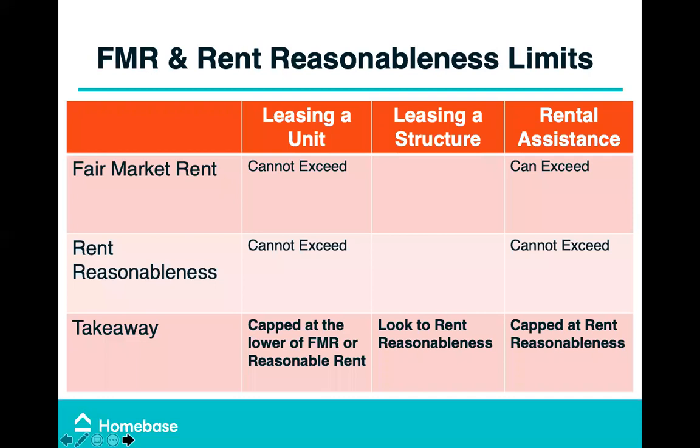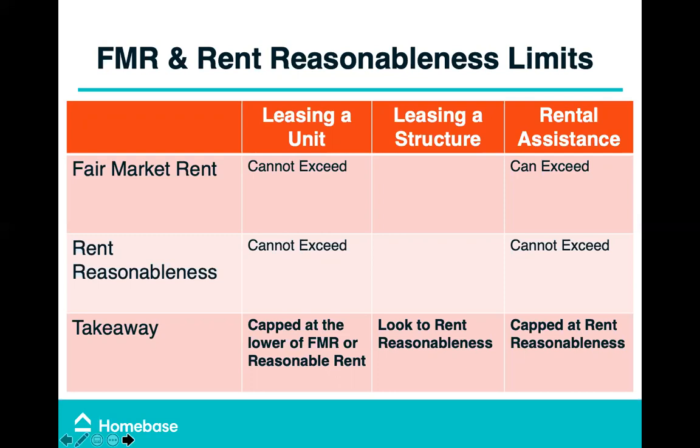The impact of FMR and rent reasonableness on the amount a program can spend from a CoC budget depends on the type of project. In a leasing project, the amount spent from a CoC leasing budget cannot exceed either FMR or rent reasonableness, and therefore is capped at the lower of the two. So if you have a 1-bedroom unit in a leasing project where the reasonable rent is $2,600 and the FMR is $2,500, the project can only spend up to $2,500 on the unit. The $100 difference would need to be paid from other resources.